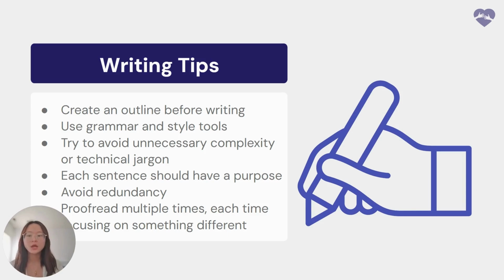Lastly, use active voice. Active voice makes your writing more direct and engaging. It often results in shorter, clearer sentences that are easier for your audience to follow. For example, saying, "The researchers conducted the experiment" is more dynamic than "The experiment was conducted by the researchers."